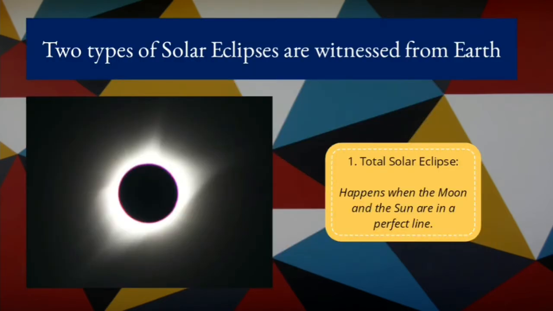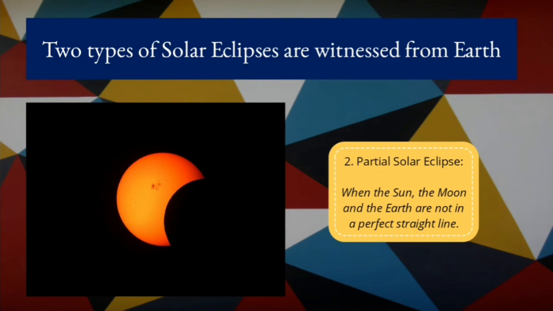Two types of solar eclipses are witnessed. Total solar eclipse happens when the moon and the sun are in a perfect line. When the sun, moon, and the earth are not in a perfect straight line, a partial solar eclipse occurs.